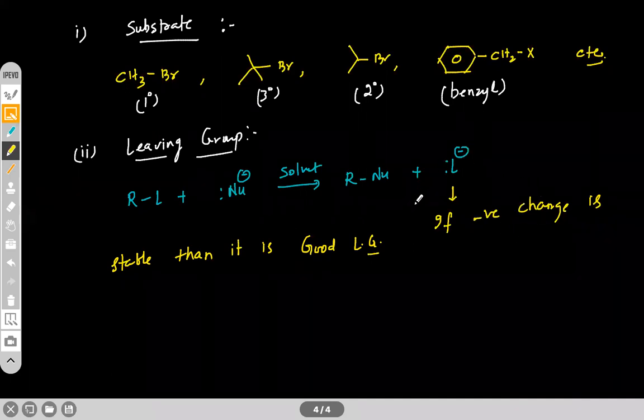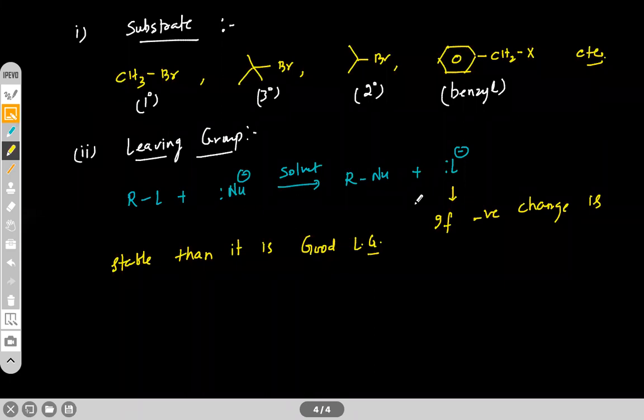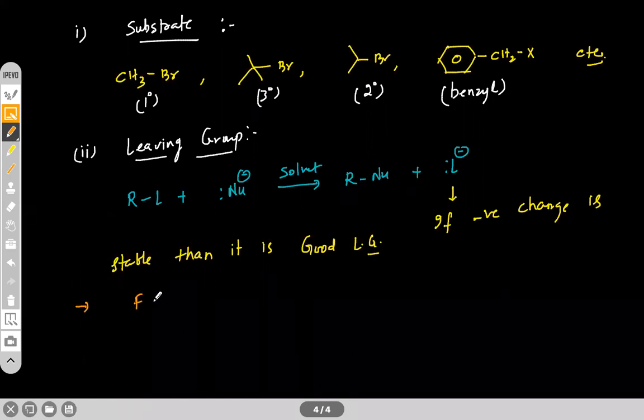How do we find out the stability of negative charge? For that, we have various electronic effects: inductive effect, mesomeric effect, and resonance. With all those points, we can understand the tendency of this leaving group. But a few orders you should know. If you talk about halogens, fluorine is the poor leaving group among halogens. Then chlorine, bromine, and iodine. Iodine is the best leaving group we have. I minus is most stable here because the negative charge is spread over a large volume. That's why the order is this.